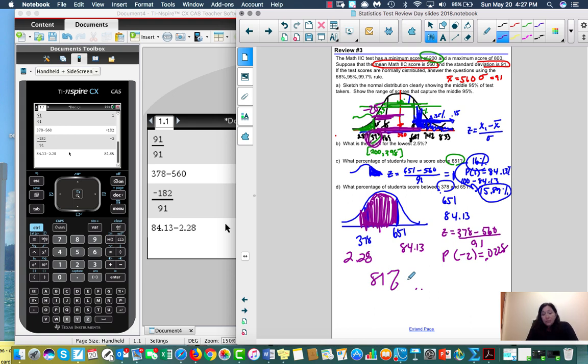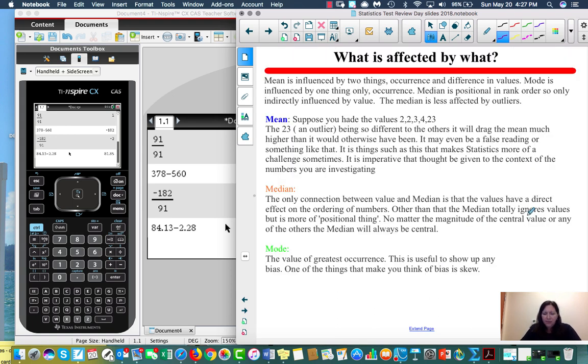So just another way of doing that. Again, what we did was we learned how to do this by just counting, and you also can learn how to do this by using the z-score and your calculator.